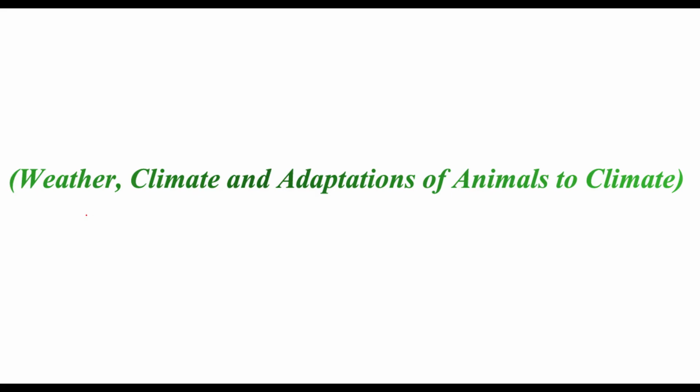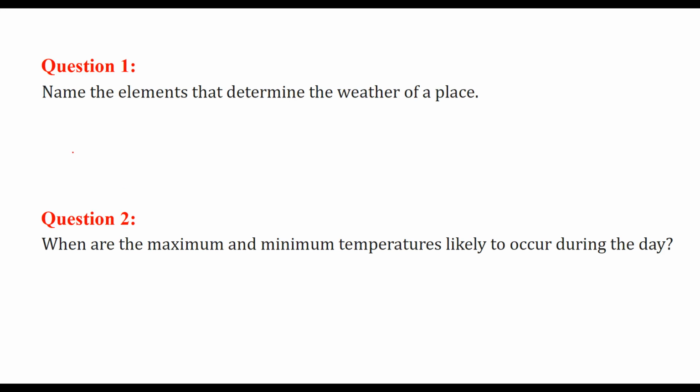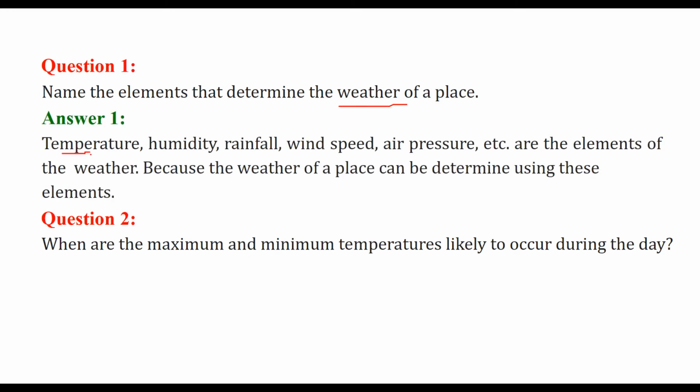Question and answer on weather, climate and adaptations of animal to climate. Name the elements that determine the weather of a place. So weather means temperature, the humidity, the rainfall. Humidity means the content of water vapor. The rainfall is precipitation, the wind, then the air pressure. These all are the elements of the weather.